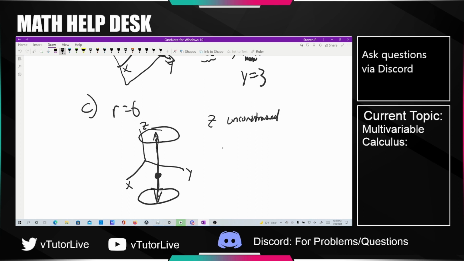So this basically means that we just need to find the right values of x and y. And again, the equation for a cylinder is going to look like (x - x0)^2 + (y - y0)^2 = r^2.